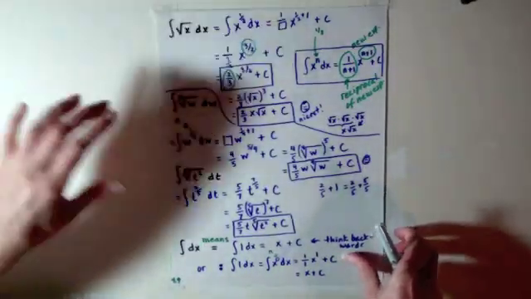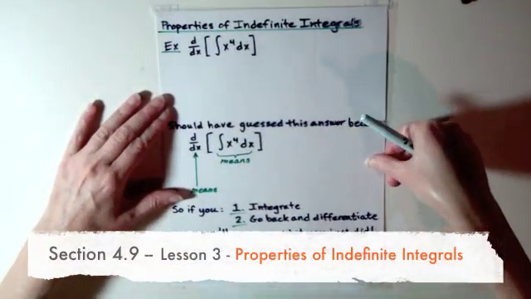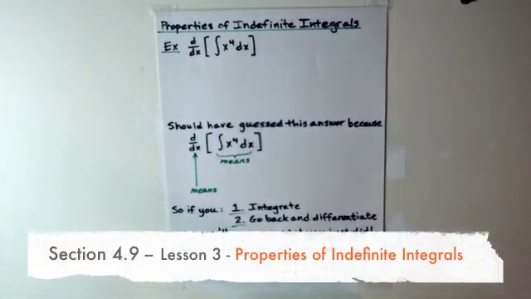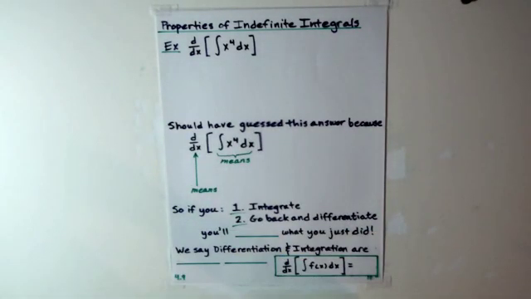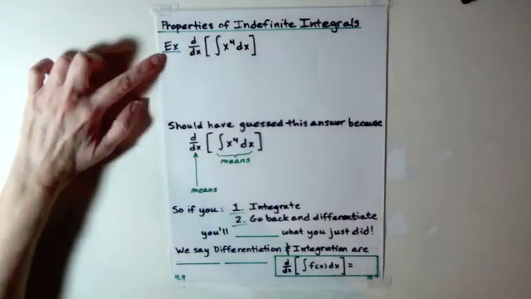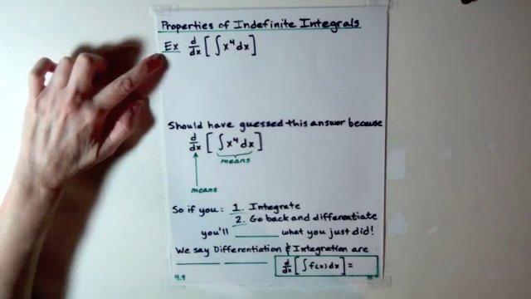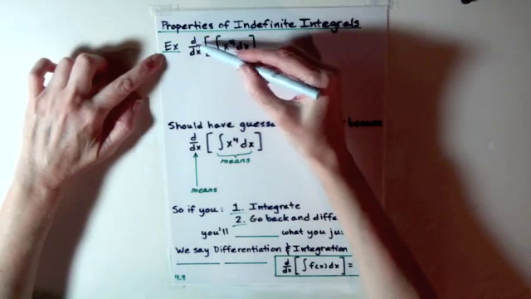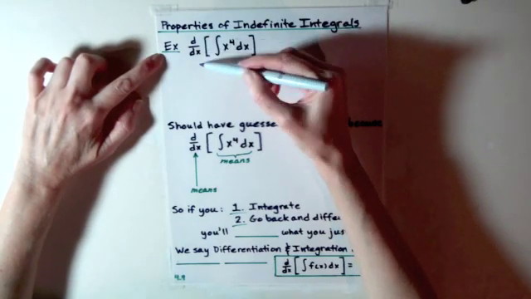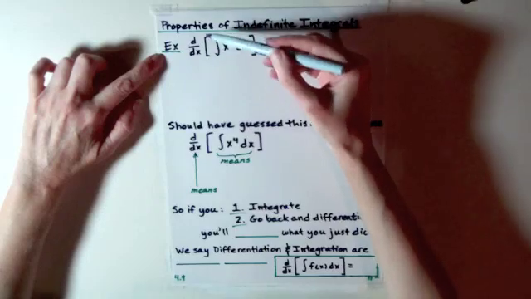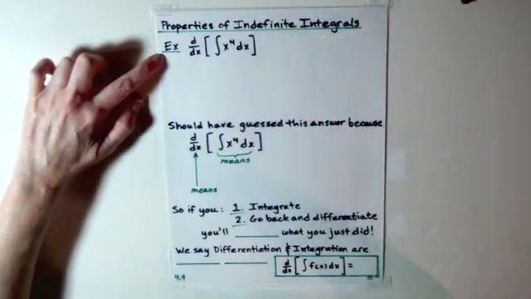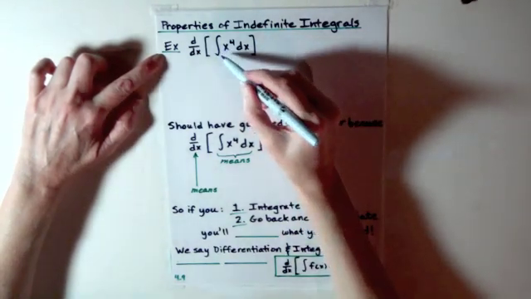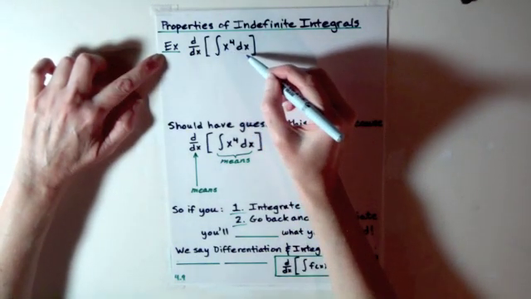Okay, so the next thing that we're going to talk about is properties of the indefinite integral. And the first thing I want to discuss is something that's sort of an interesting problem. Let's look at this example and notice what it is. I am being asked to take the derivative of something. I have my derivative operator notation here. And what's inside the square brackets? What am I being asked to find the derivative of? Well, what's inside the square brackets is actually an integral.